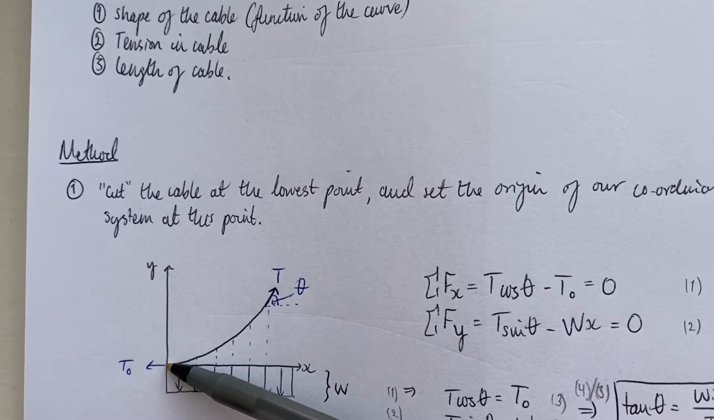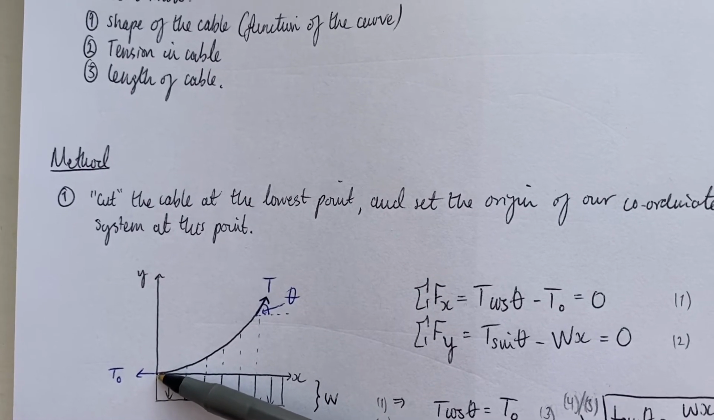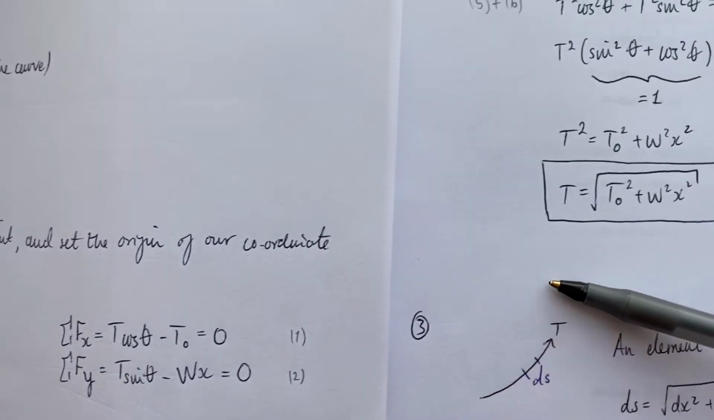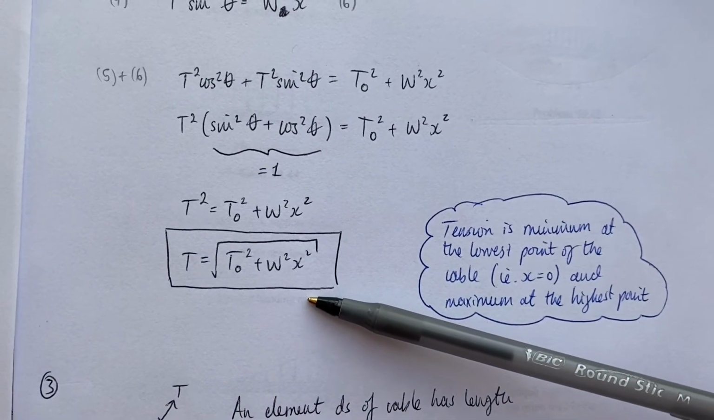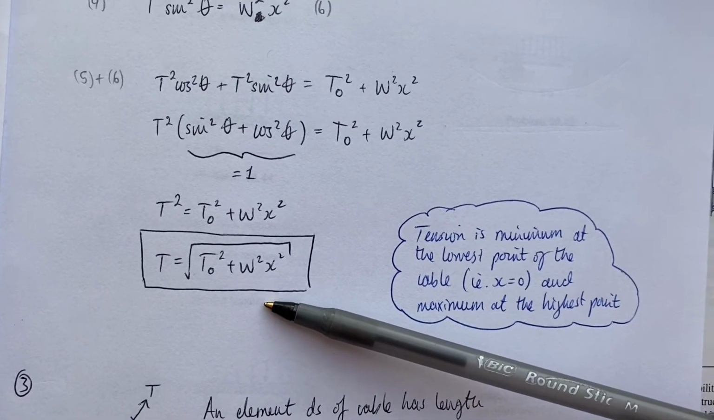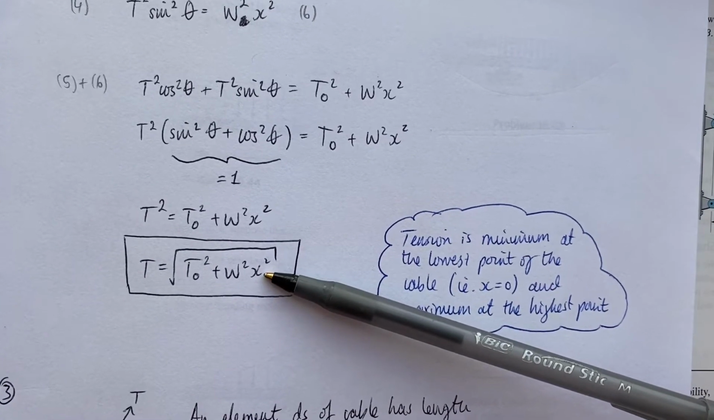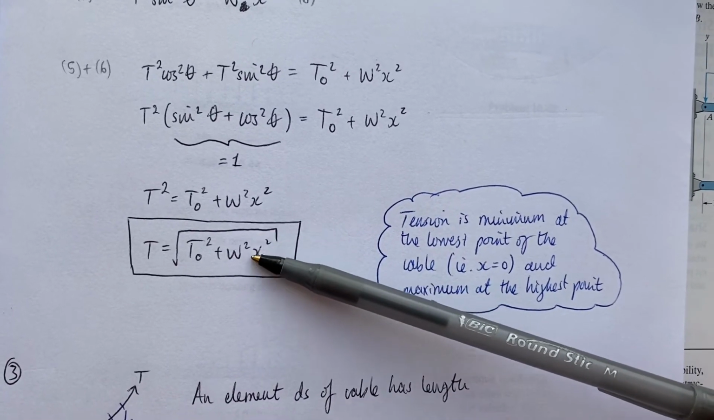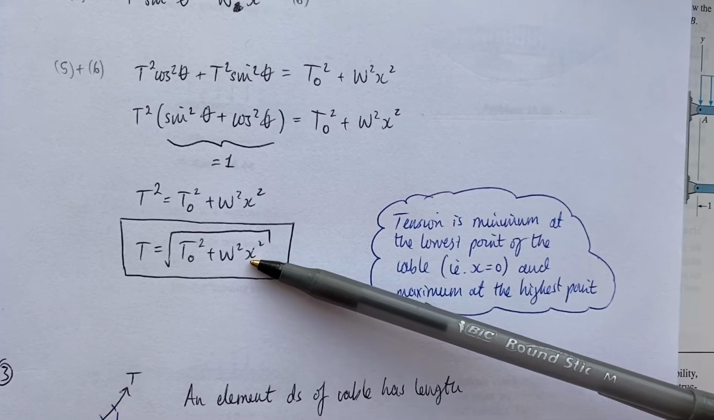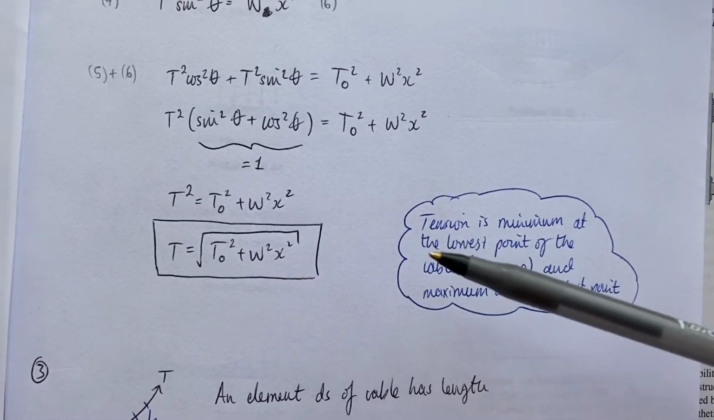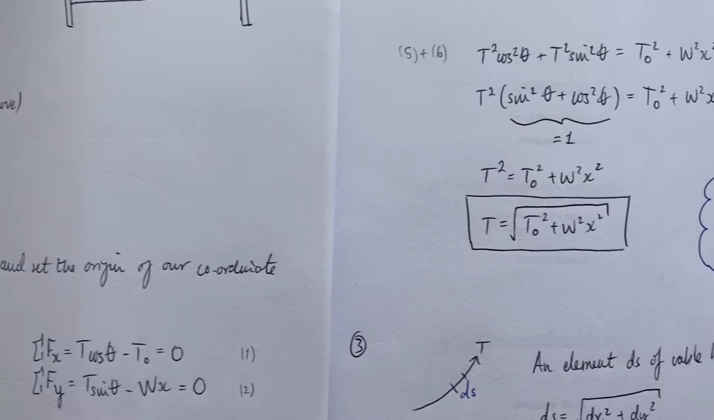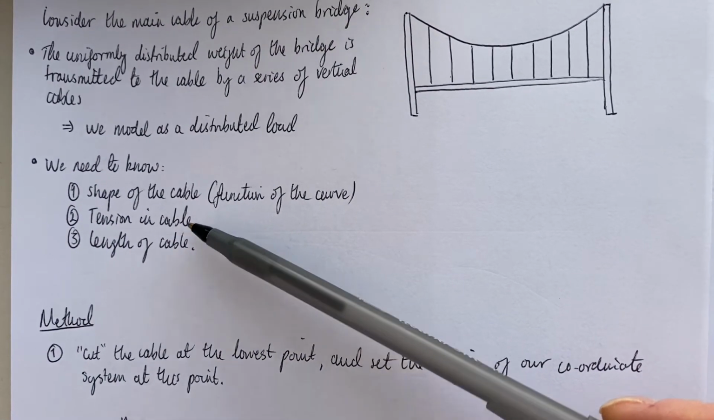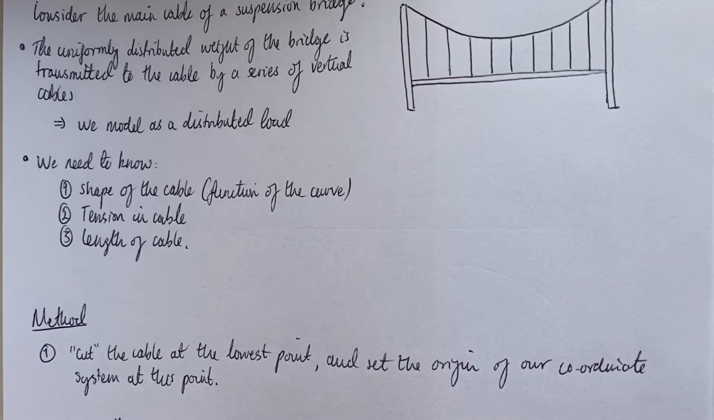So the tension at the lowest point when x equals 0 is t0, right? So that tells me that I've done my algebra correctly. It also tells me that tension is going to be maximum in the cable at the highest point, so for the highest value of x. Okay, so that's point number 2 dealt with. So I have now an equation for the tension in the cable. Now let's finally deal with the length of the cable.